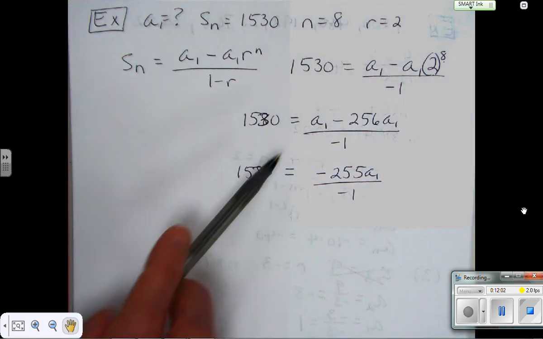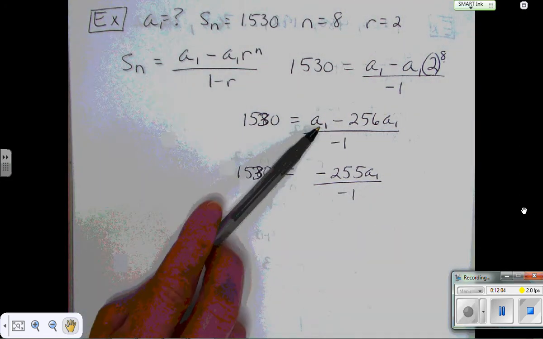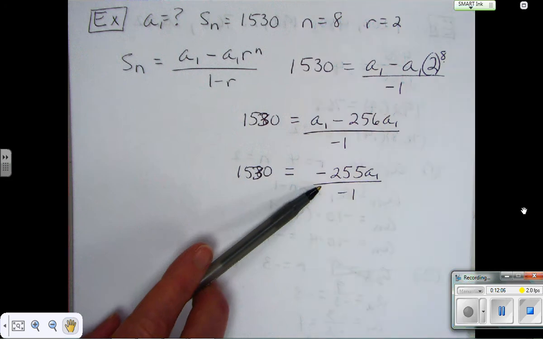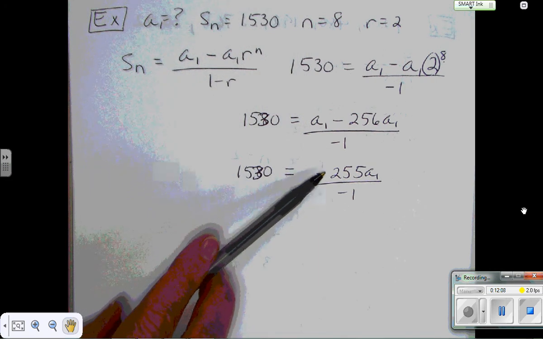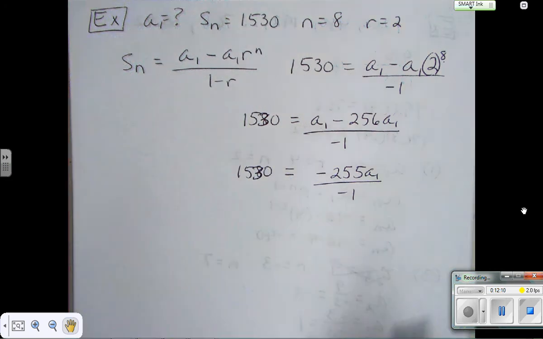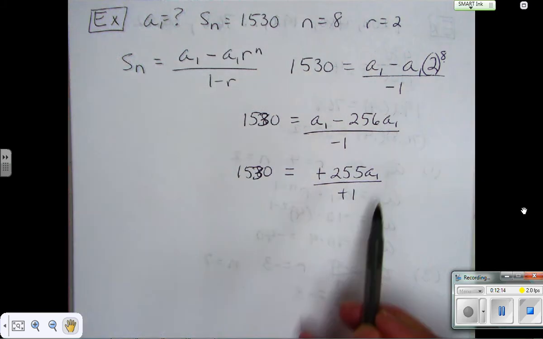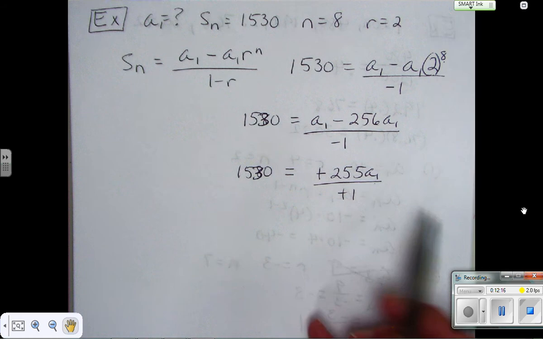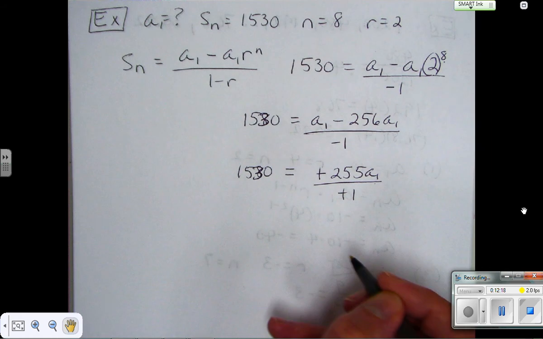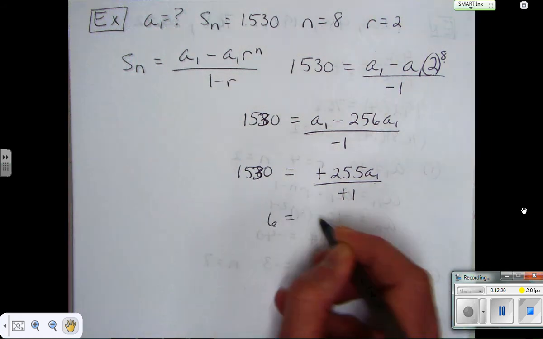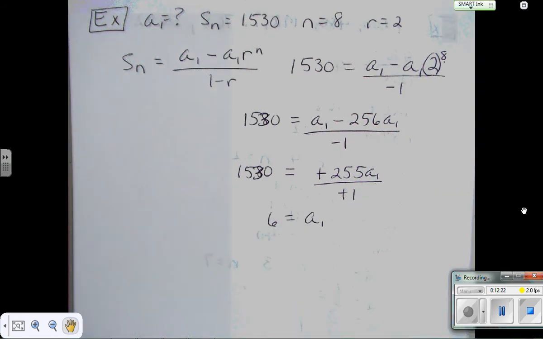Okay, so now I just combined my like terms here in the numerator, and I got negative 255 a sub 1. So when you have a negative divided by a negative, that's going to make that positive. And now you can find a sub 1 by dividing by the 255, and you should get 6. Good. And that's your a sub 1 value.